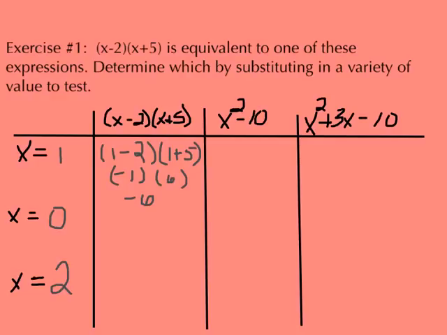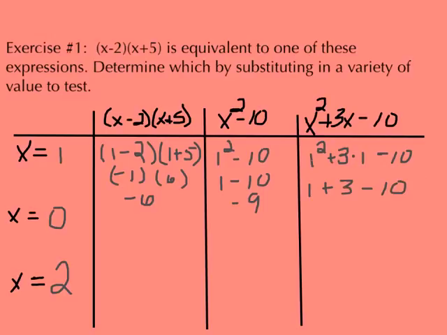I'm going to plug 1 in for the next one, so it's going to give me 1 squared minus 10. Well, 1 squared is going to give me 1. 1 minus 10 is going to give me negative 9. And the last problem is going to be 1 squared plus 3 times 1 minus 10. 1 squared is just 1, plus 3 times 1, which is 3, minus 10. 1 plus 3 is 4. 4 minus 10 is going to give me a negative 6.